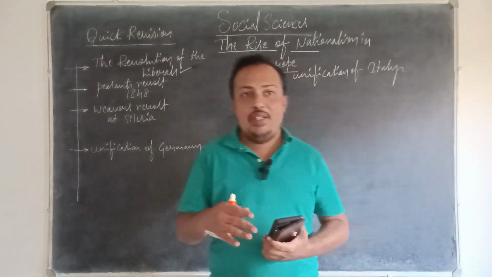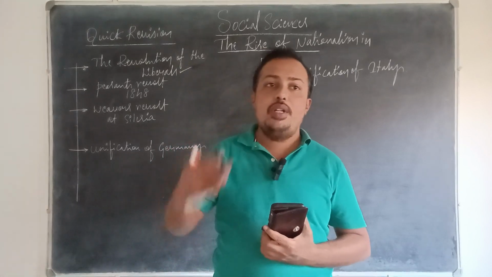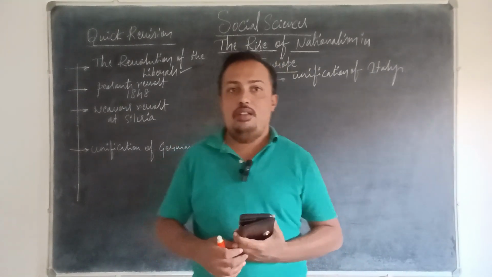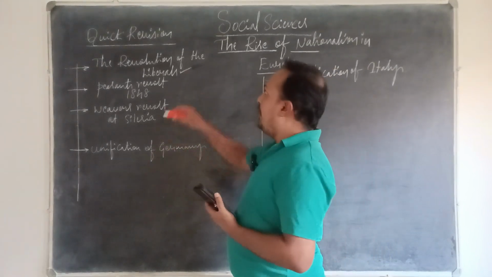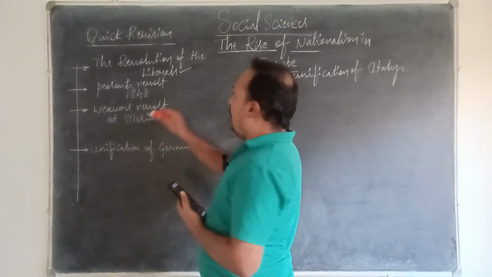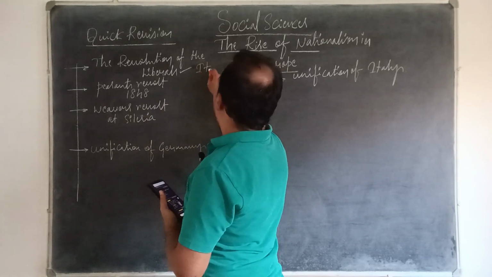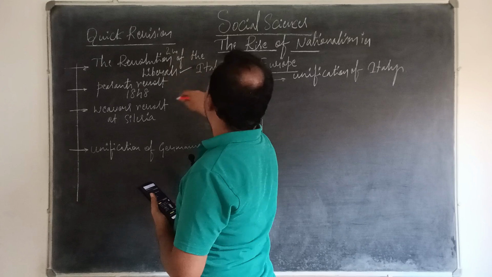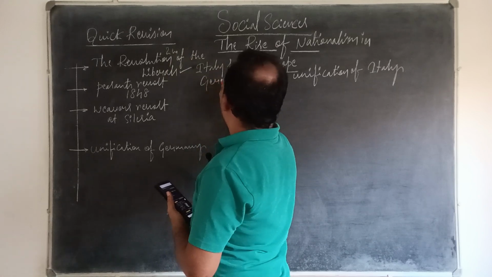Before going into the unification of Germany and unification of Italy, I want to throw some light regarding the revolution of the liberals. So the revolution of the liberals took place in the provinces of Italy and Germany. This can be expected for a 2 marks question, Italy and Germany.